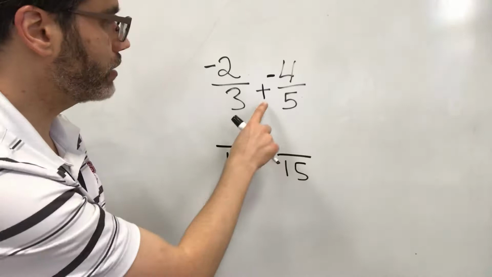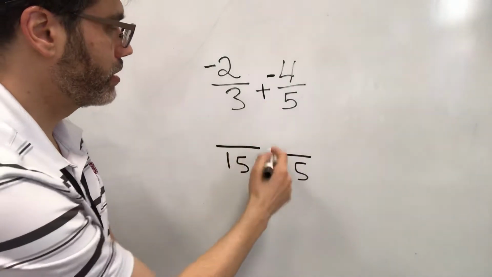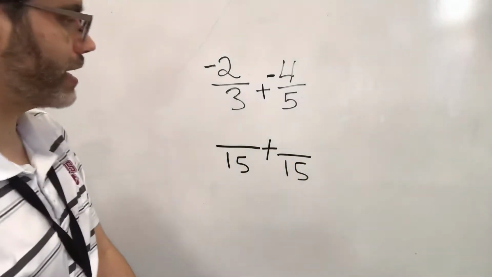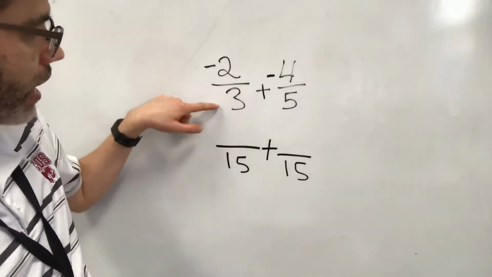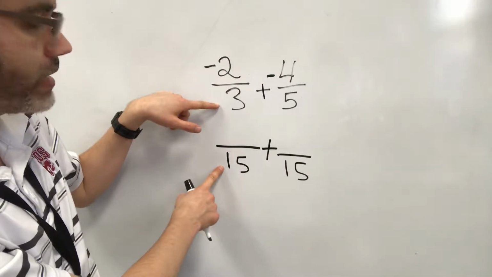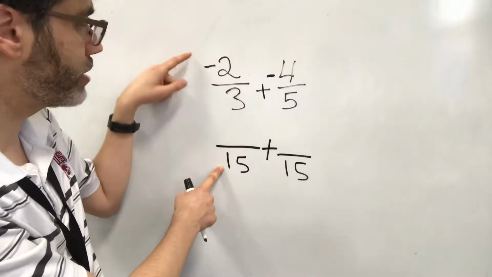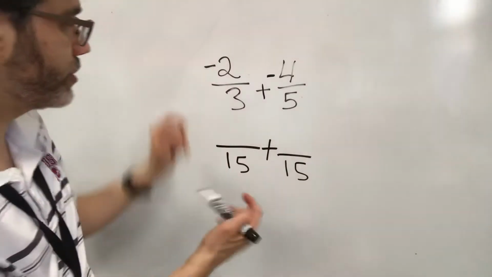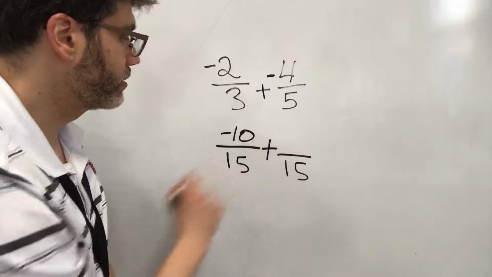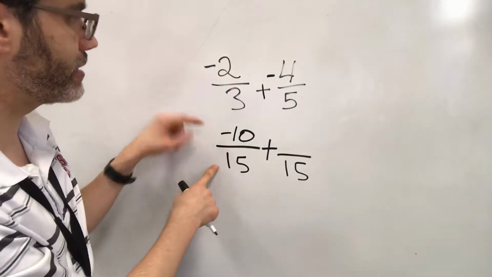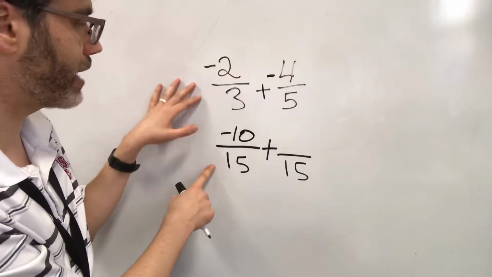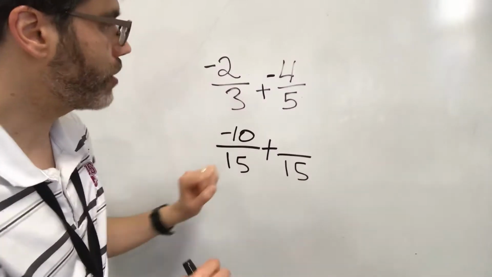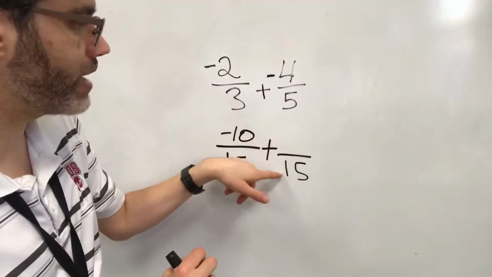So let me bring down this addition sign, and then I need to make sure that whatever I did to the denominator, I do to the numerator. So 5 times 3 is 15. 5 times negative 2 is negative 10. So negative 10 fifteenths is the same thing as negative 2/3. They're equivalent fractions.